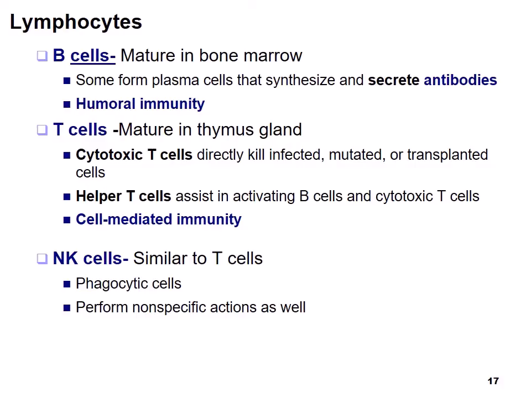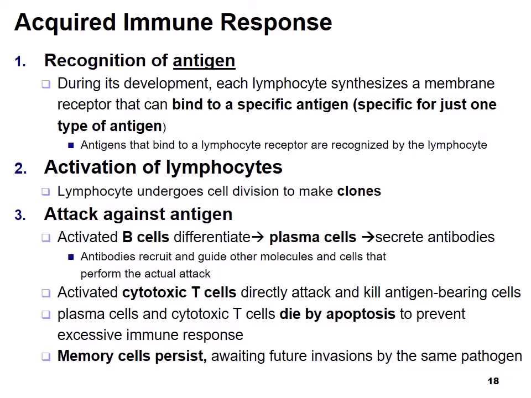those transplanted cells. Then we've got helper T cells, which again do just like what they say they're going to do. They help activate cytotoxic T cells and they help activate B cells. So they're real good helpers. And T cells are part of cell-mediated immunity. So both humoral immunity and cell-mediated immunity are specific. And then natural killer cells are similar to T cells, but they're really kind of more in that non-specific or in the innate immunity.